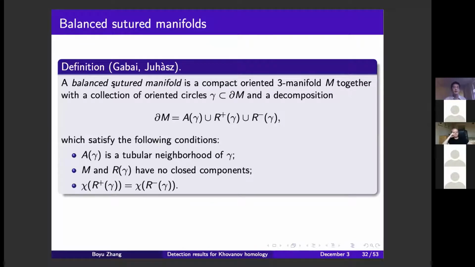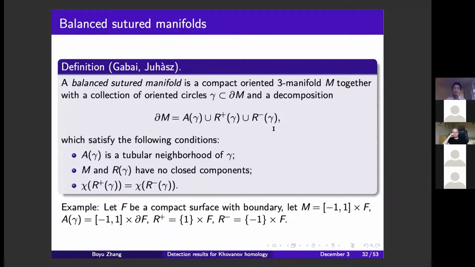And then the second ingredient is a package of Gabai on sutured manifolds, which was later adapted to the setting of Floer theory by Juhász. We recall that a balanced sutured manifold, by definition, is a compact oriented three manifold together with some extra structures on the boundary. On the boundary, we have a collection of disjoint oriented circles, such that if we remove the tubular neighborhoods of the circles and call them A gamma, then the complement in the boundary is decomposed into two parts. One part is called R plus, the other part is called R minus.